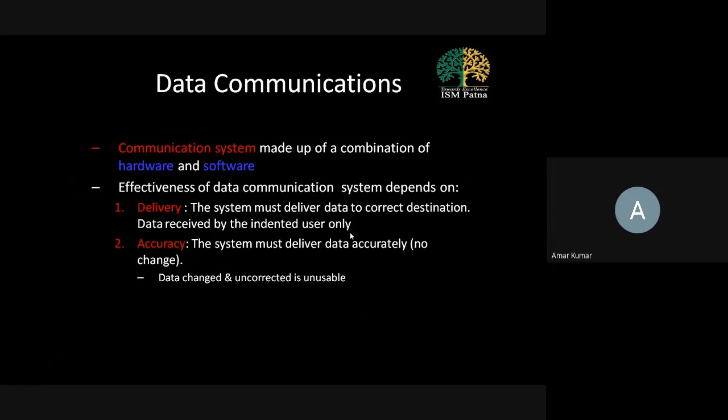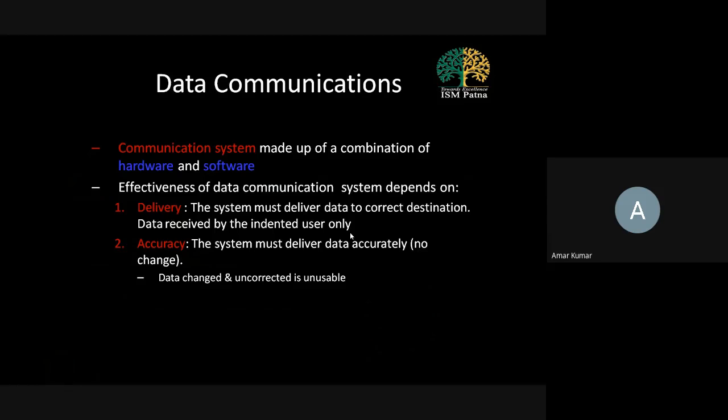Communication system is made up of a combination of hardware and software. Means whenever we want to establish communication, we should have hardware as well as software. In software, we will have some application. In hardware, we can say the device through which the communication system can be established. So these are the two combinations of hardware and software used for a communication system.